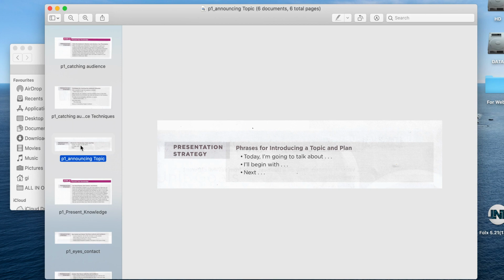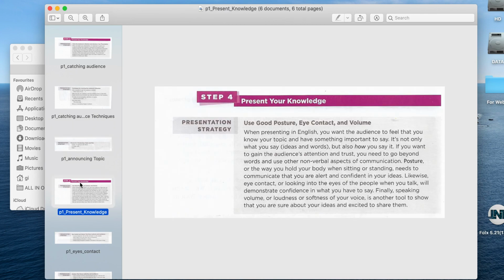So now we learn how to announce the topic. You can use I begin with. You can say I'll start with. You can say first. These are the words you can use: firstly, secondly, also, in addition, and finally, the last plan. A, B, C.